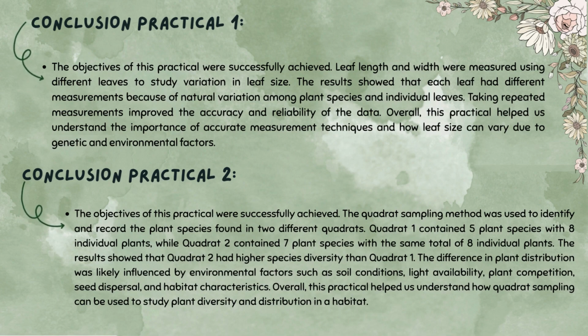In conclusion, for practical 2, the objective of this practical was achieved. We used quadrat sampling to identify plant species and found that quadrat 2 had higher diversity than quadrat 1. This difference was influenced by factors such as soil condition, light availability, and plant competition. Overall, this practical helped us understand plant diversity and distribution.